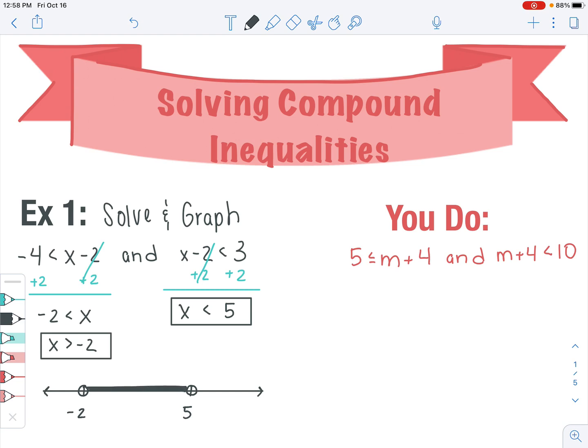So it's the same idea as last class. We're just adding in the solving step. So first you have to solve both pieces before you can graph them. So you try this next one. 5 is less than or equal to m plus 4, and m plus 4 is less than 10. I would pause this, give yourself a second to try it, and then check your answer once you're done.